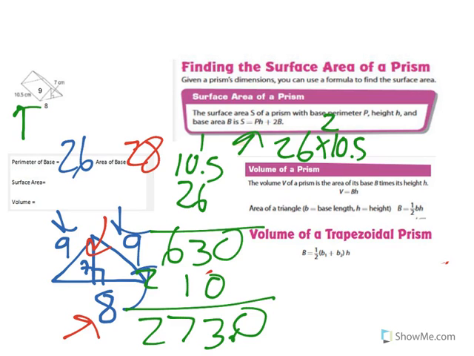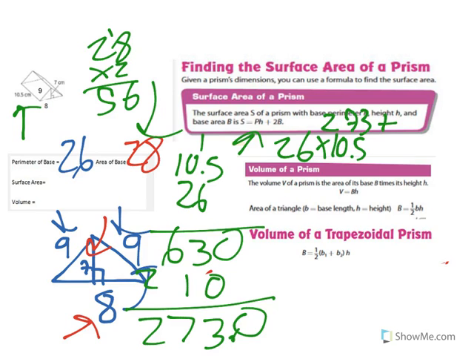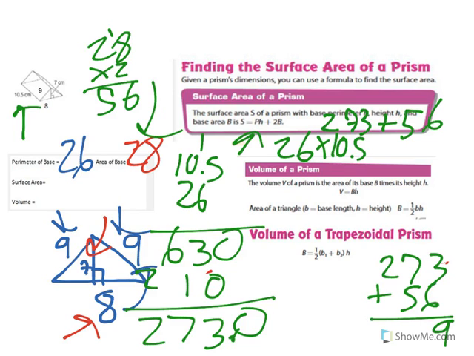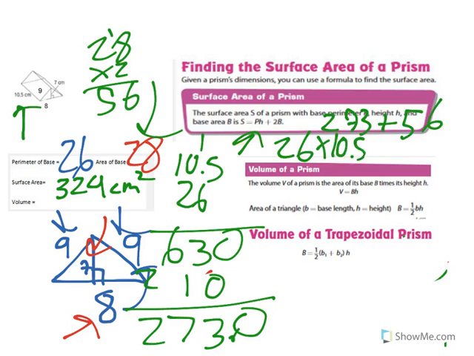So that's the first part there. I got 273. Now I need to add that to 2 times the area of the base, which is 28. So 28 times 2 is 56. Now I add that together. 273 plus 56, 329 would be the surface area. Area is square units, centimeters squared. And now for the volume, I'm going to just erase here to give myself some more space.